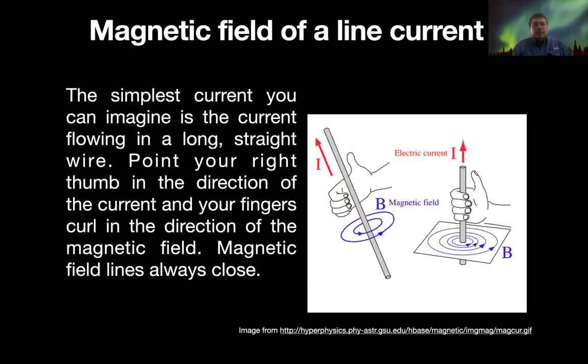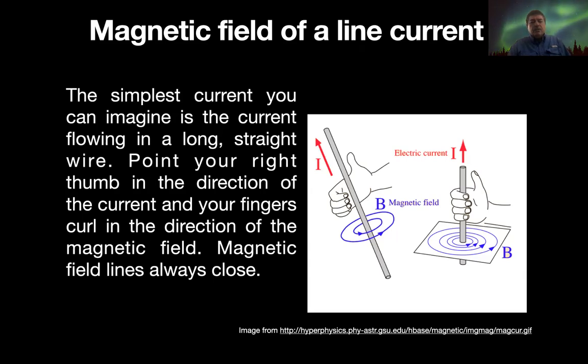So we can begin with the magnetic field of a line current, which is really the simplest current you can imagine. It's just a current flowing along a long straight wire. And to get the direction of the magnetic field, you would point your thumb from your right hand in the direction of the current, and your fingers are going to curl in the direction of the magnetic field.